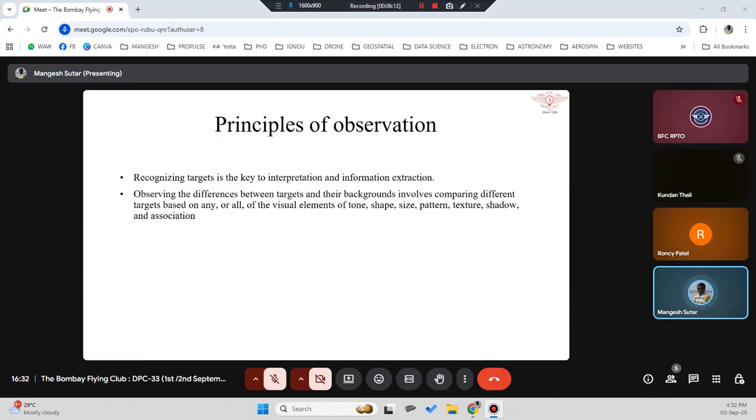Whereas they have in detail how to process the images, how to generate reports from those images, how to generate the differences or find out what is missing, what is wrong, what is right. All those things are based on the tone, shape, size, pattern, texture, shadow, and association with the help of software.